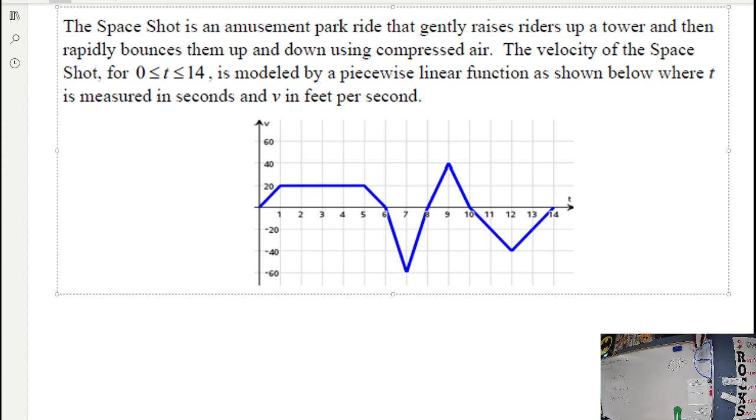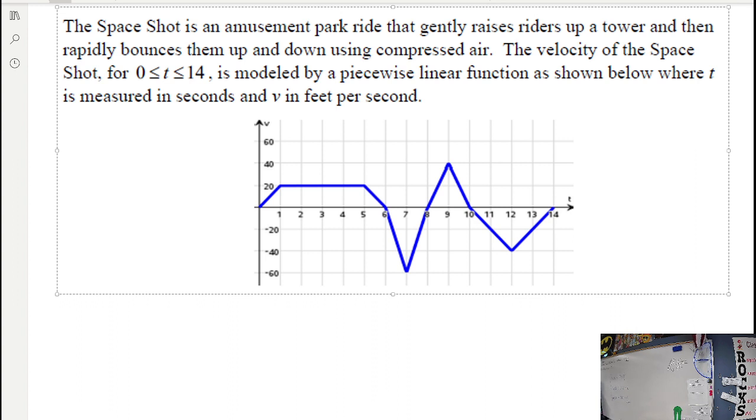So it's being raised slowly, and it gets to here, and it's continuously being raised all the way up until 5. After that, it's slowly being raised still. It's still positive. Even though it has a negative slope, it's still being raised at a positive velocity, and then it gets to here at t equals 6, it reaches the top at 6 seconds. After it reaches the top at 6 seconds, what happens?